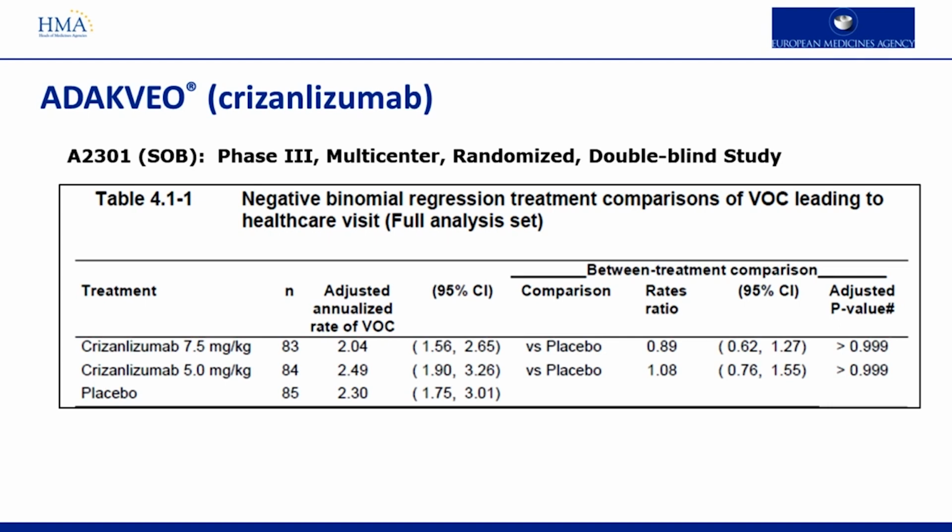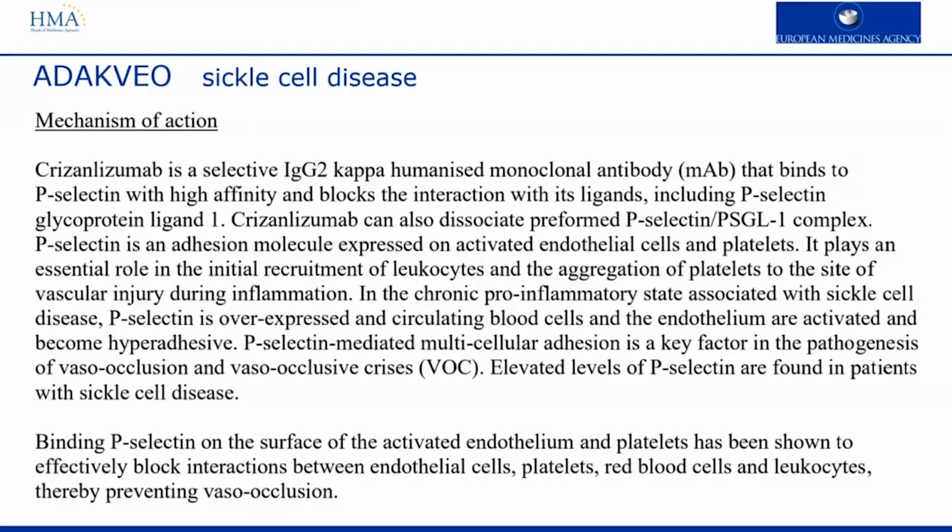The results showed that neither the primary nor the key secondary endpoint, that was the annualized rates of vaso-occlusive crisis leading to healthcare visit or leading to healthcare visit and treated at home combined, with crizanlizumab were met. These primary results, showing a potential lack of efficacy, raised uncertainty as to whether the benefit of crizanlizumab still outweighed its risks in its authorized indication.